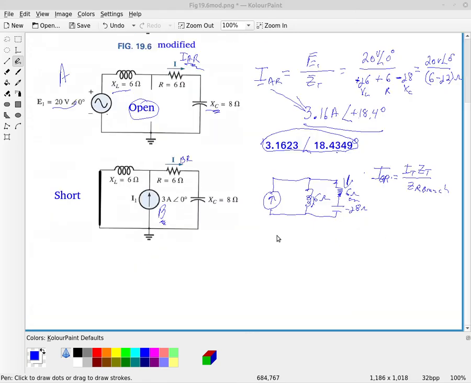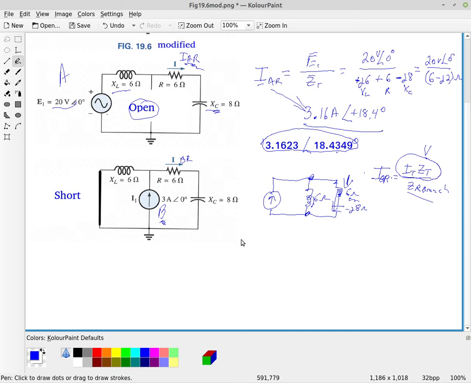And the current divider rule is really just doing Ohm's law twice. So we're doing Ohm's law the first time, which is the total current times the total impedance, which is giving us the voltage across the node, and then we're going to divide by the impedance of that branch to find the current. So that's all we're going to do here.